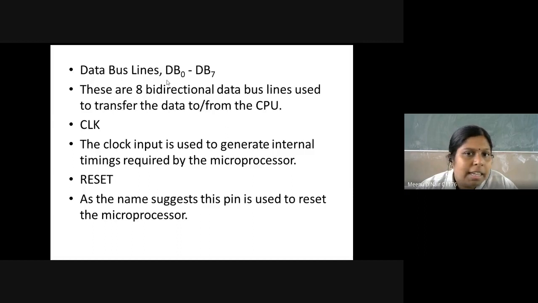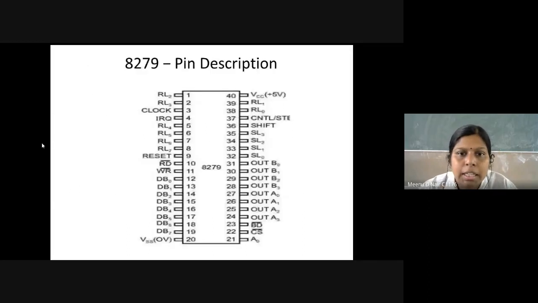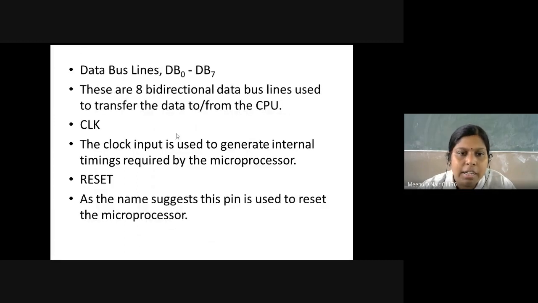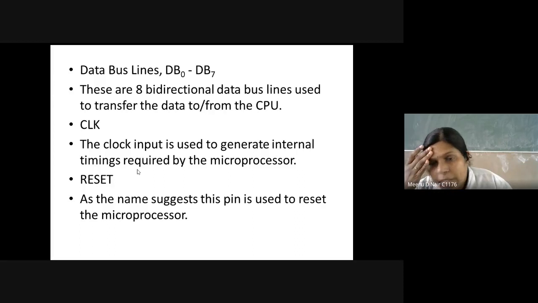First are the data bus lines, DB0 to DB7. That is the internal data bus. It is a bidirectional data bus, so you can send data or it can receive data. That is shown here, DB0 to DB7, the bidirectional data transfer. Then the clock generates the internal timings required, because based on the clock signal only the control and timing unit will work. So the clock has to be given.